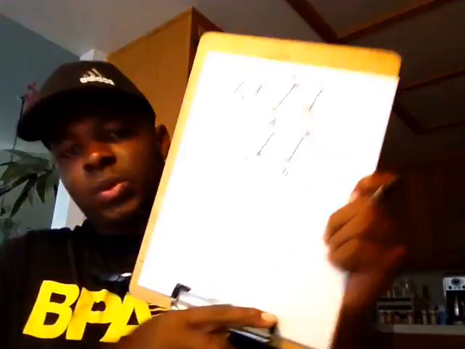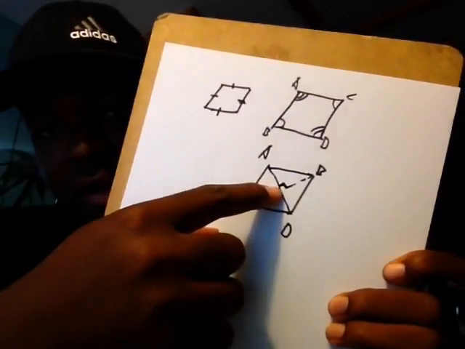Diagonals are perpendicular. Okay, so this means the diagonals are perpendicular. So if you have a rhombus like this, and we label it A, B, C, D, and then we draw diagonals on it. Well, guess what? They cross at exactly 90 degrees. That is a right angle right there. It's called a perpendicular bisector.